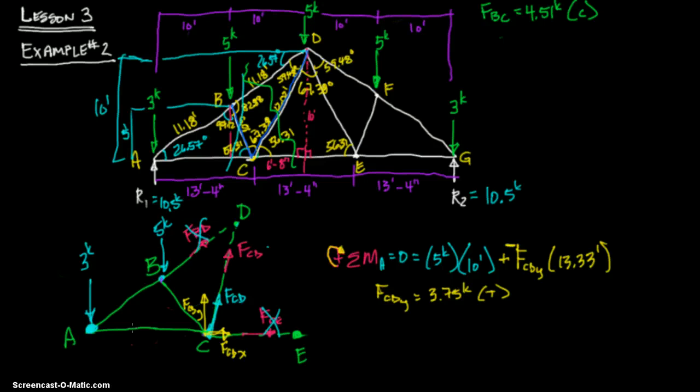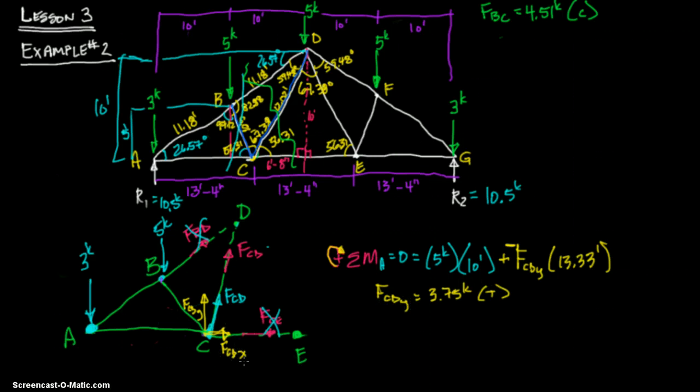Welcome to General Structures 2 and Lateral Forces, Lesson 3, Example number 2. This should be Part 4, I believe. We left off, we had just gotten FCDY equals 3.75 kips, and that's in tension. So we need to figure out what FCDX is.